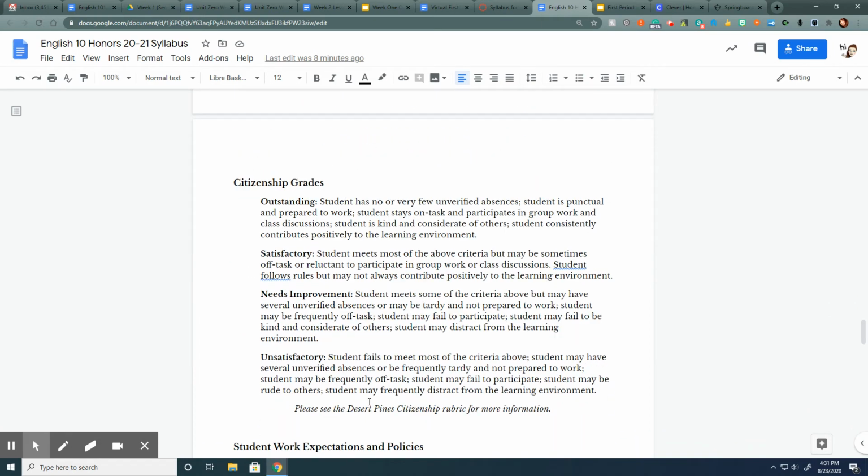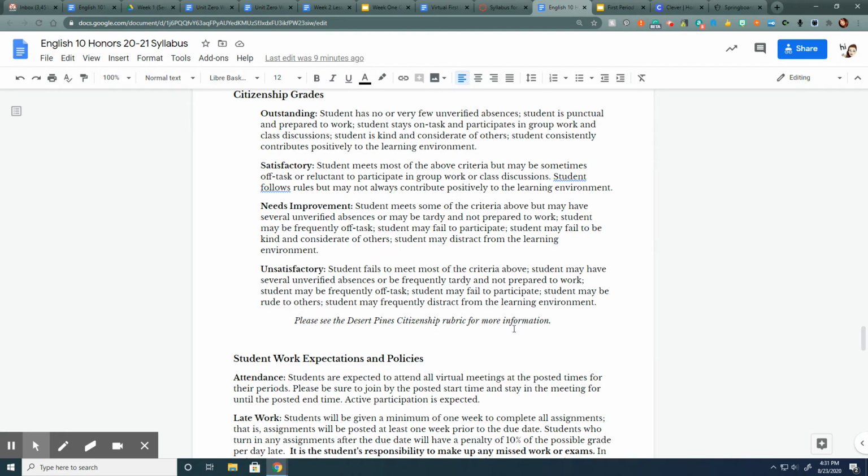Here are citizenship grades. Just be aware of the fact that I do not give out outstandings just because I like you or because you are kind of nice or whatever. I expect you to be outstanding in order to earn an outstanding. If we're in the unsatisfactory zone, I probably will have talked to you before that unsatisfactory shows up on your transcript.